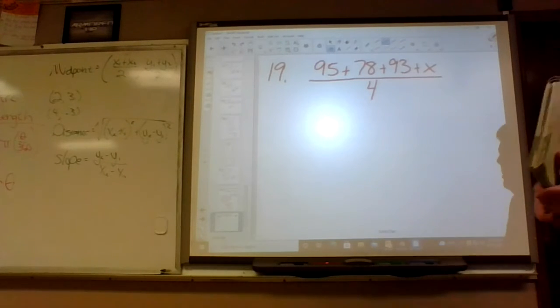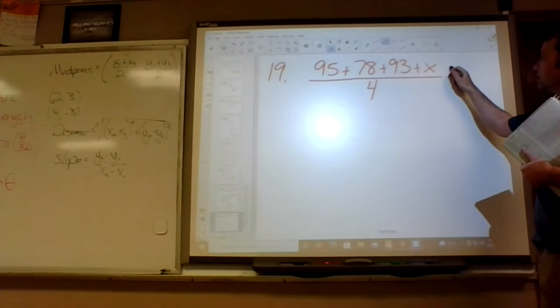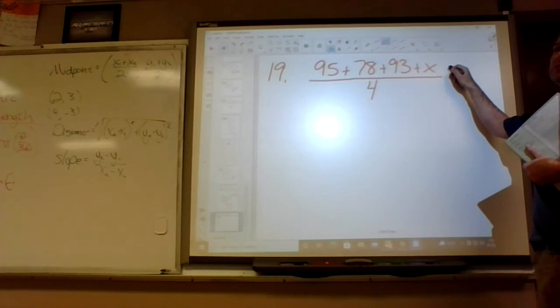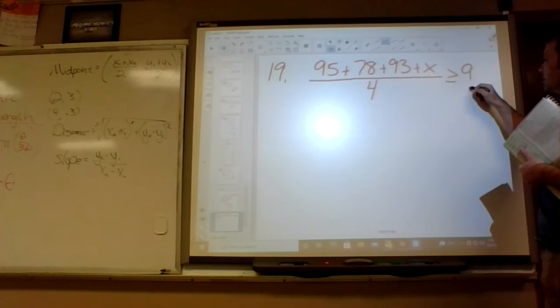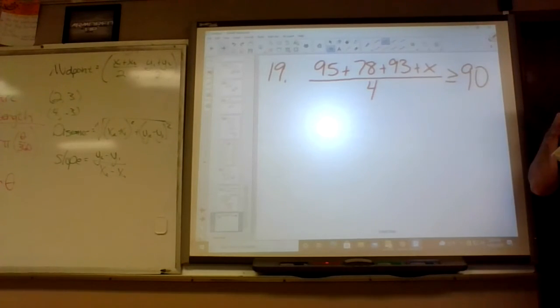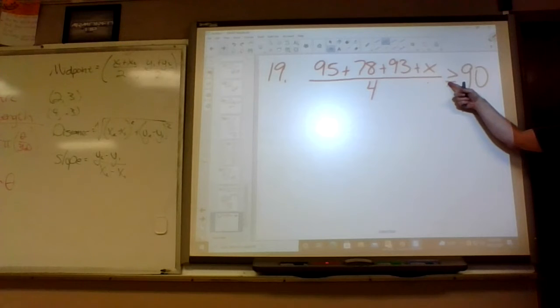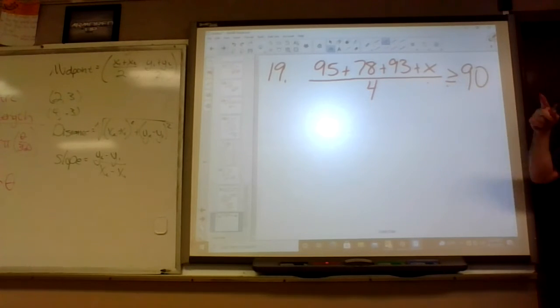So how do I write at least? The line underneath it, greater than or equal to. It's called greater than or equal to. So we want his test average to be greater than or equal to 90.